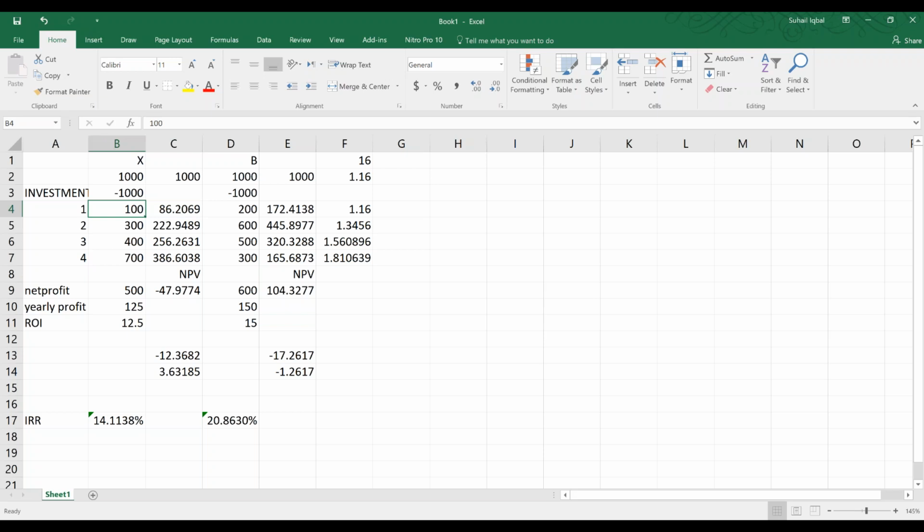ये मेरे एनपीवी की वैल्यू, सॉरी, एनपीवी को आप छोड़ें, हम आईआरआर पे चलते हैं. आईआरआर को दिखाने का एक बड़ा मजेदार तरीका है. ये आप देख रहे हैं फार्मूला लिखा हुआ?